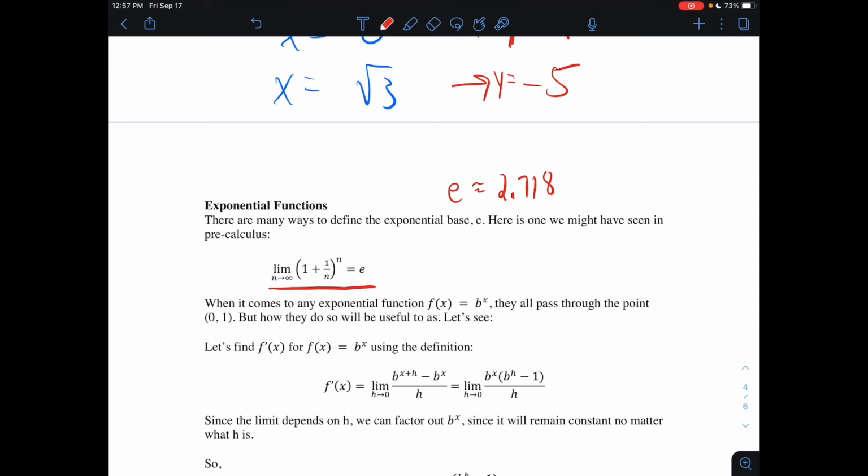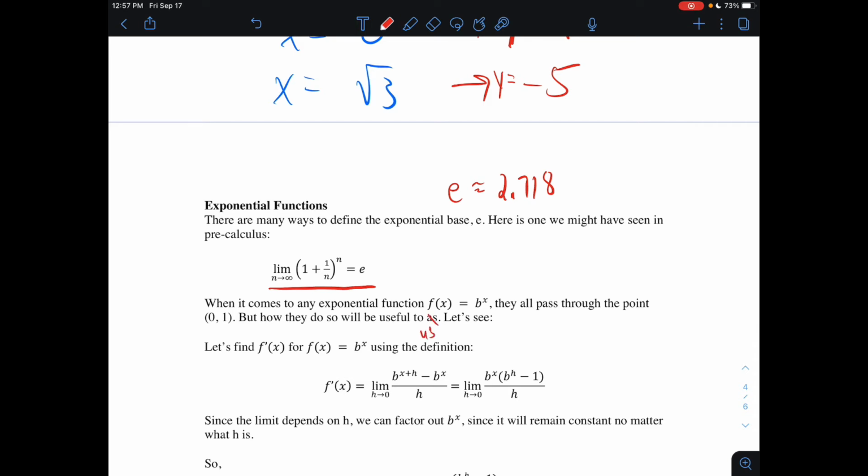When it comes to any exponential function, like f of x equals b to the x for any base b, they all pass through the point (0, 1), because any base to the 0 power is equal to 1. But how they do so will be useful to us.